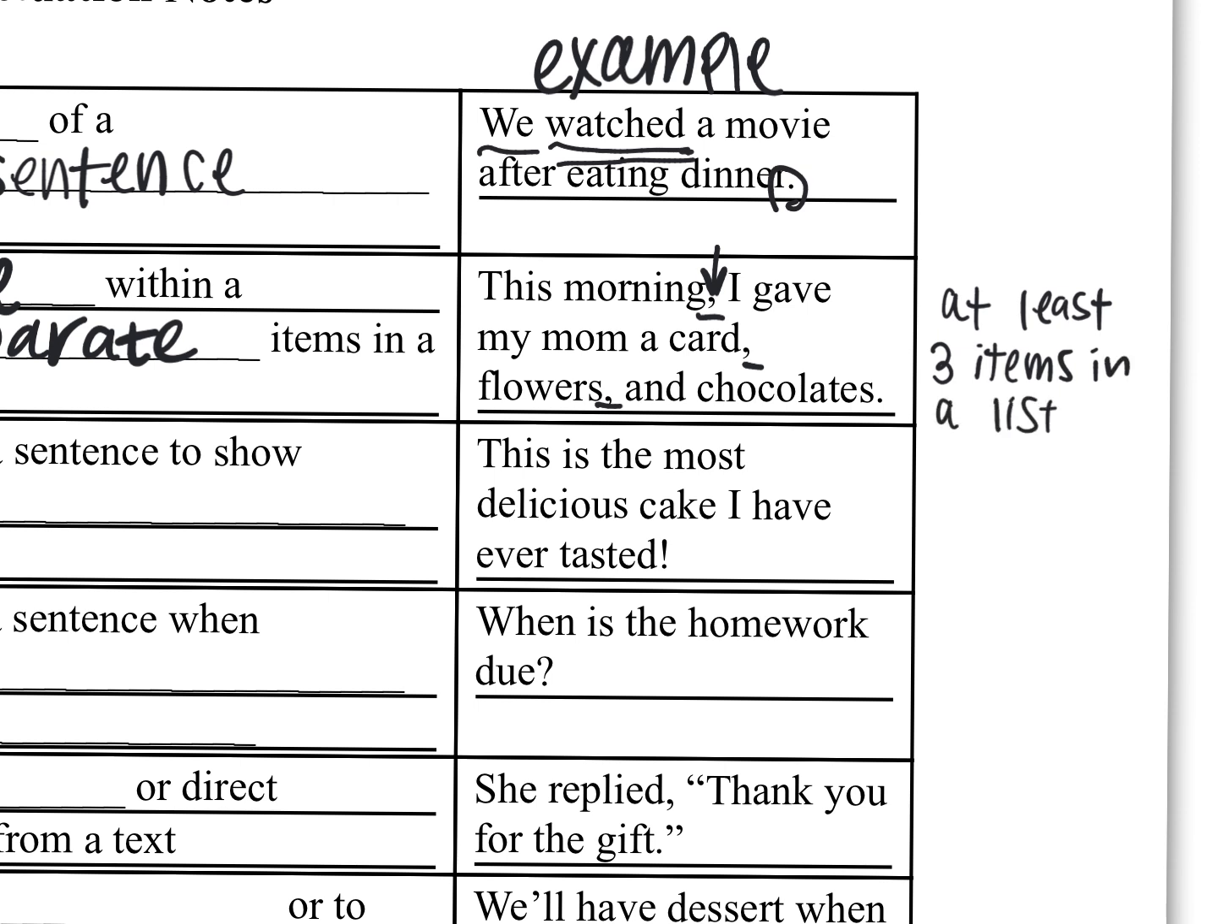What I mean by that is if we were to say, this morning I gave my mom a card and flowers, if we took out that third item in the list, we wouldn't use a comma. We would say, I gave my mom a card and flowers. Okay, but since we are using 3 items, we're going to use those commas to separate those items in that list.